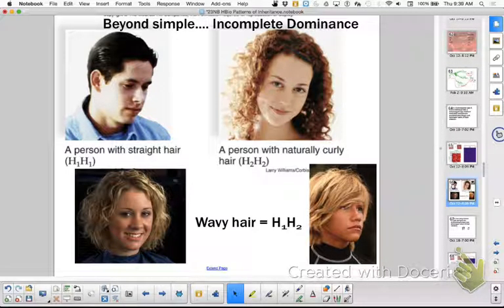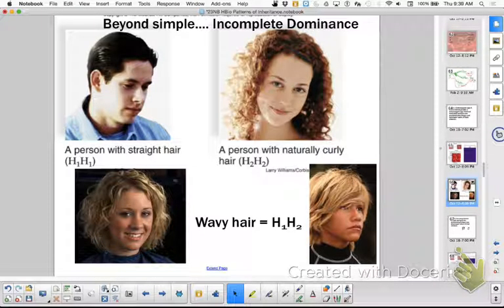Red flower crossed with white flower and you get a pink flower. Black bunny crossed with a white bunny and all the bunnies are gray. Now, codominance would be black bunny crossed with a white bunny and some hairs are black and some hairs are white. Red flower crossed with white flower, some petals are red, some petals are white. Incomplete dominance looks like blending.